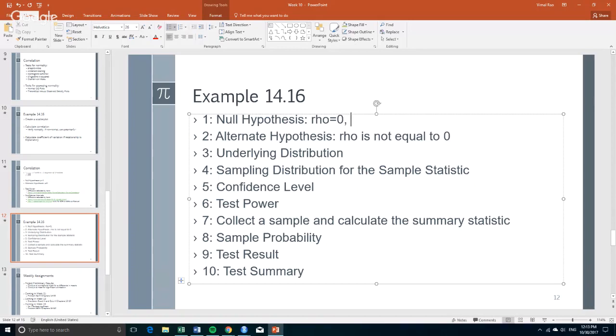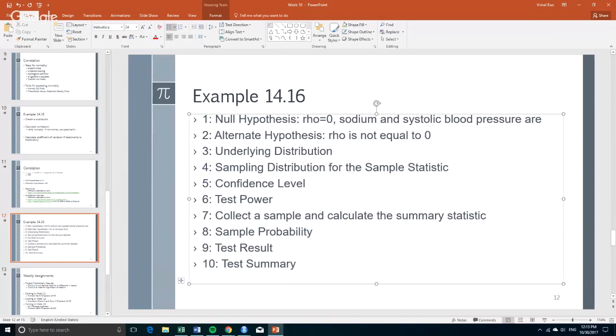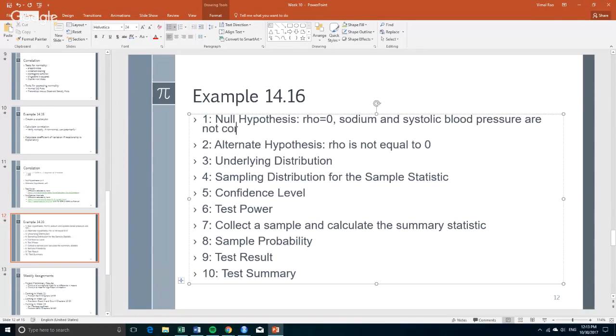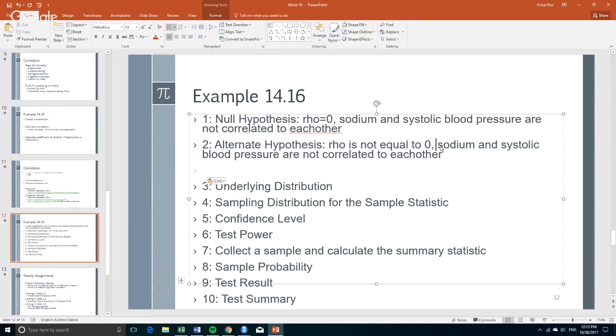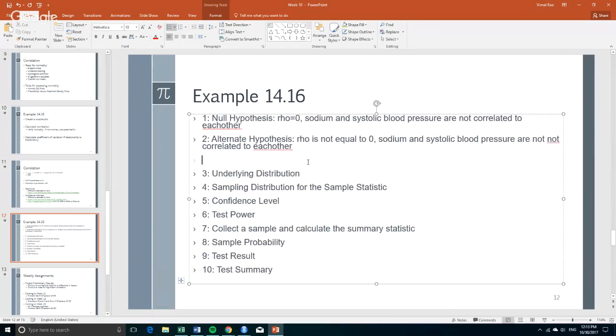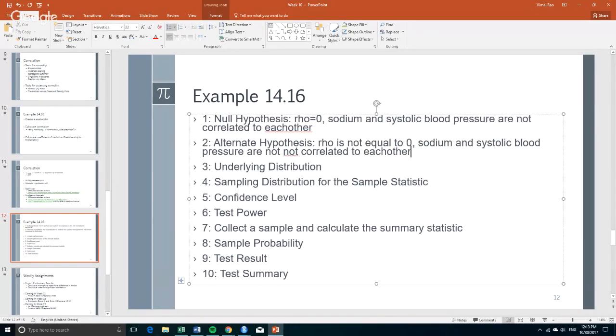So this means that sodium and systolic blood pressure are not correlated to each other. And I worded it in a way such that the opposite is going to have a double negative. Are not correlated to each other is very different than they actually are correlated.